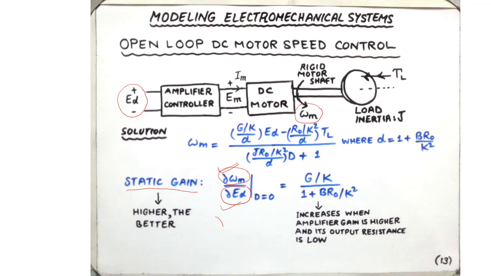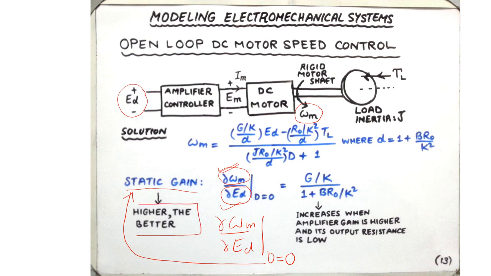That is the partial derivative of speed with respect to the partial derivative of the supply voltage, calculated when the rate of change is 0. Because the rate of change is 0, I call this a static gain, also known as the zero frequency gain. We want this to be as high as possible. So the higher the static gain, the better it is.